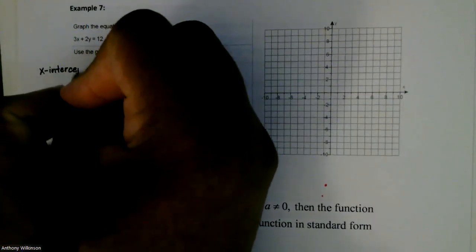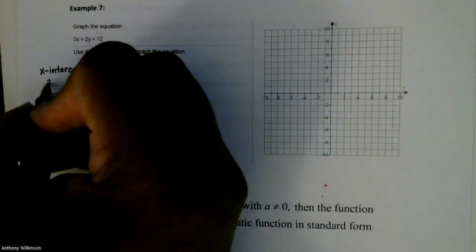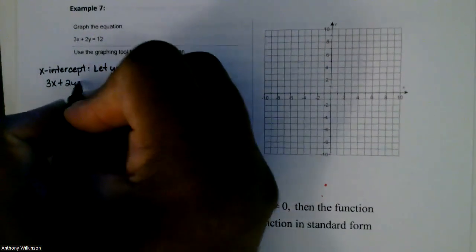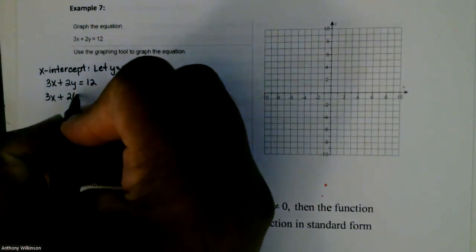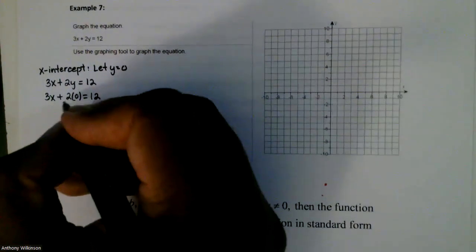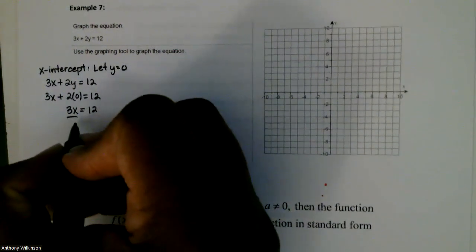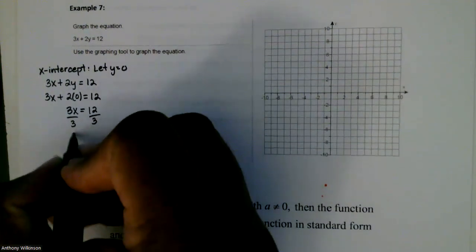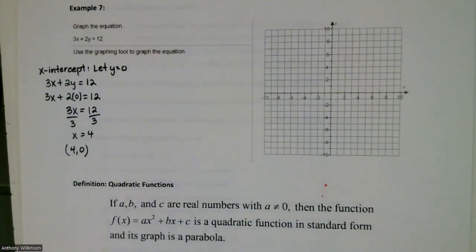Anytime you're finding the x-intercept, you have to let y equal 0. So I'm going to take 3x plus 2y is equal to 12 and let y equal 0. This will be 3x plus 2 times 0 is equal to 12. 2 times 0 is 0, so we're left with 3x equals 12. Divide both sides by 3, and you get x is equal to 4. So the ordered pair for my x-intercept would be (4, 0).